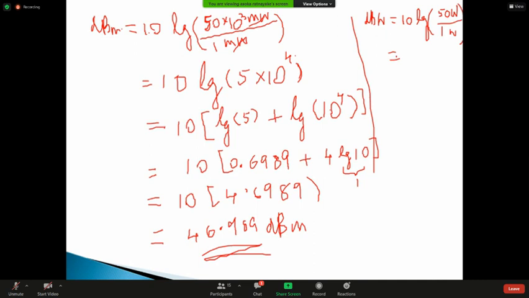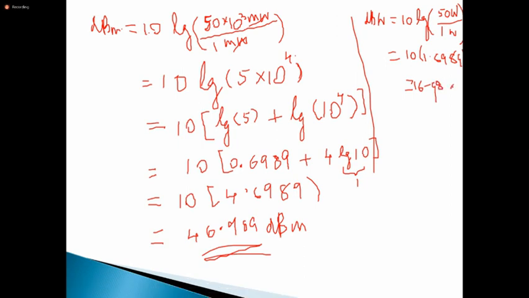Log 50 is 1.6989. 10 into log 50 is 16.989, so you have 16.989 as the dBW value. Okay, so I think it is clear.